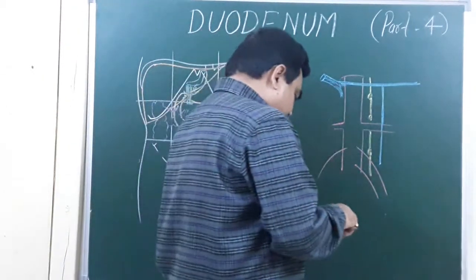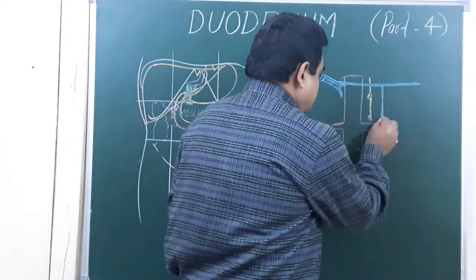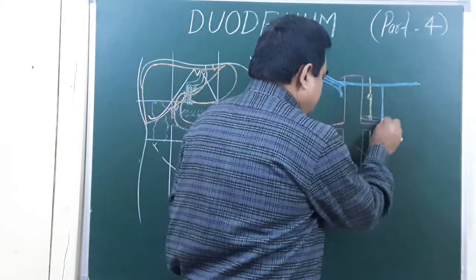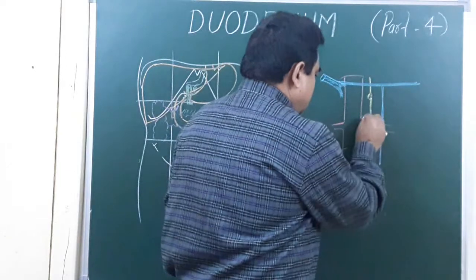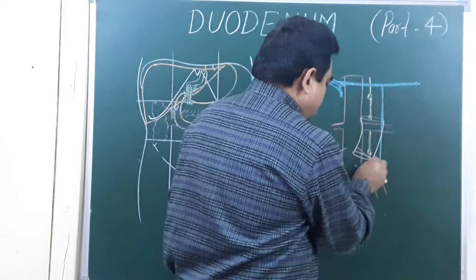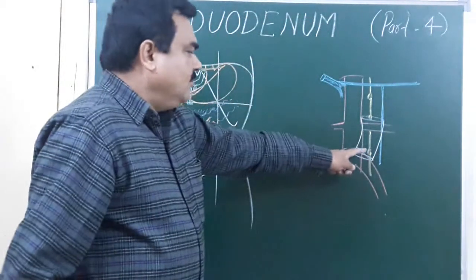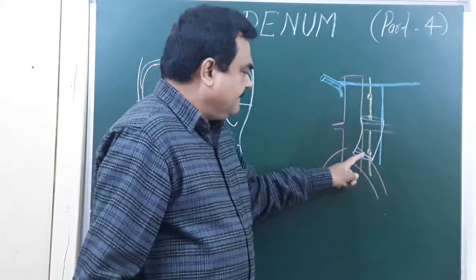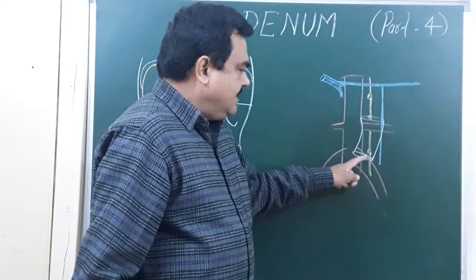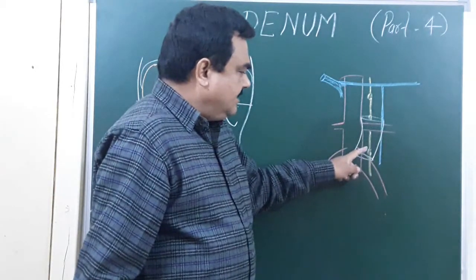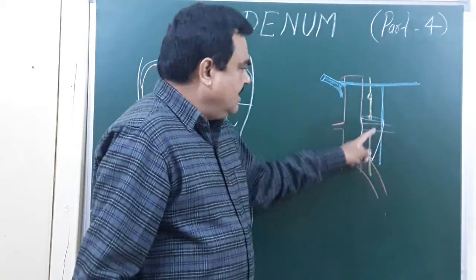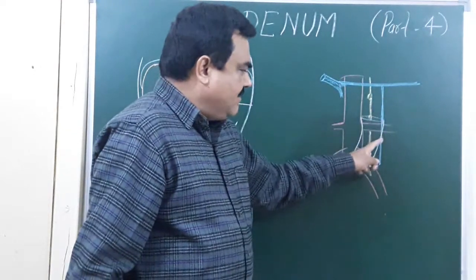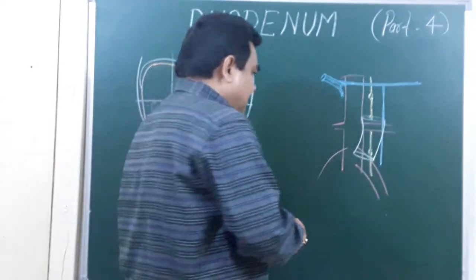Here is the position of the fourth part of the duodenum. Posteriorly it is related with this. Here you can see it is related with the sympathetic chain. Here is the inferior mesenteric vein.